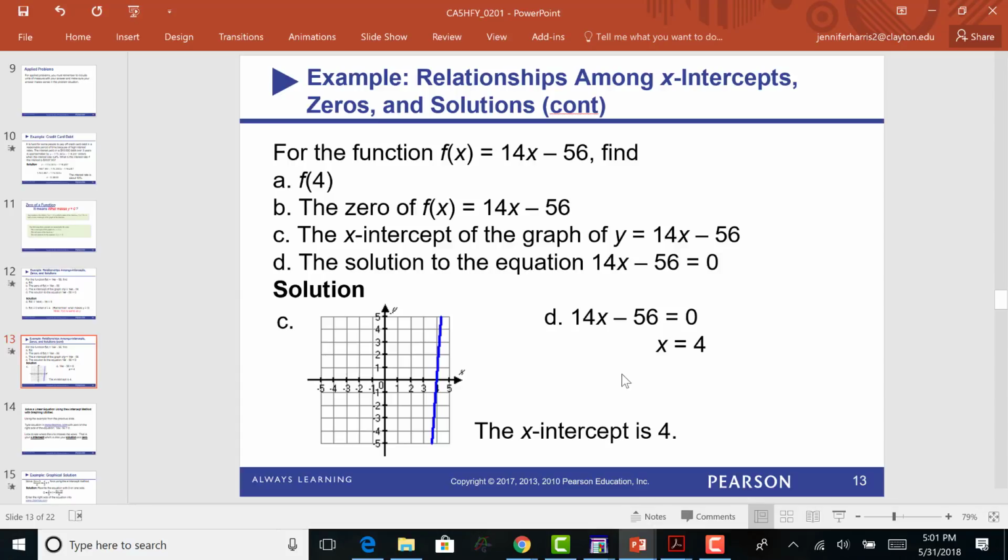So I'm going to add 56 to both sides. The 56s are going to cancel, and I end up with 14x equals 56. Divide both sides by 14. X equals 4. So this is how you solve it algebraically. If I say find a 0, are you going to plug in a 0? No, you are not. You're going to set the equation equal to 0 and then solve and get x by itself. Is that good?